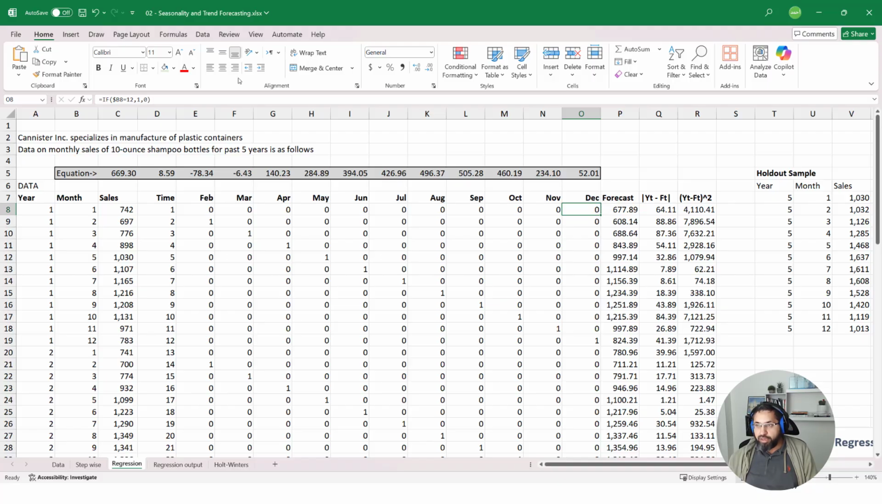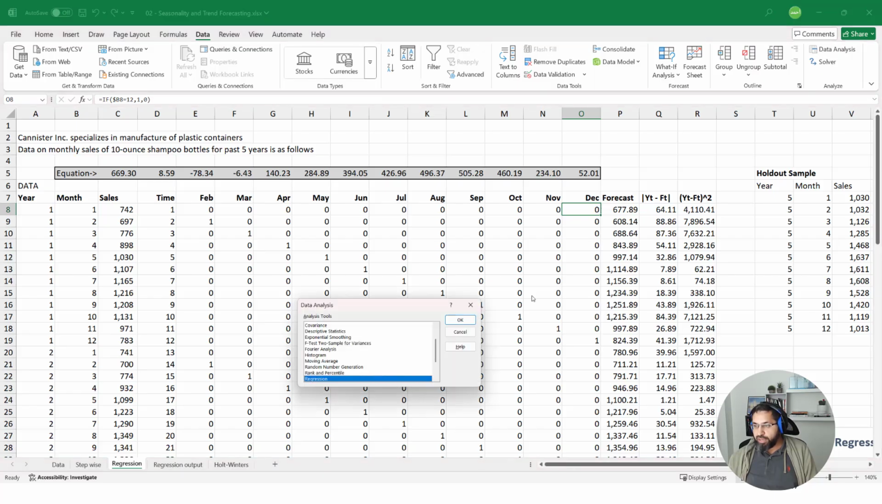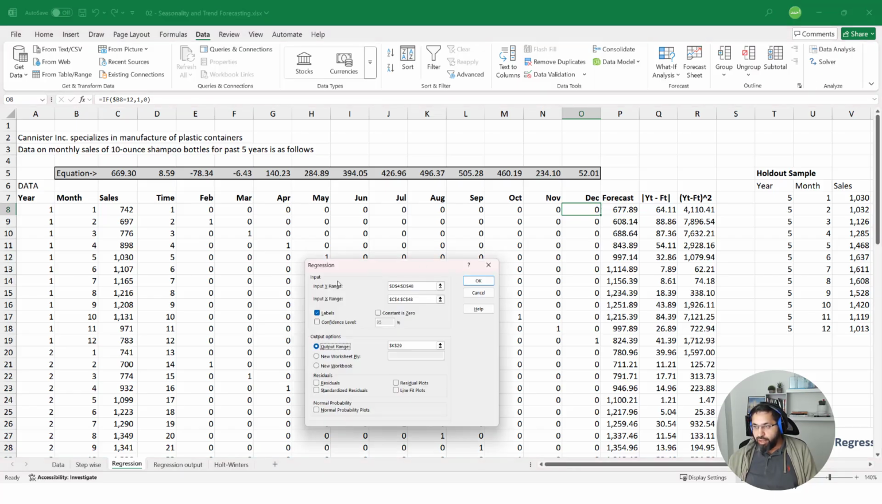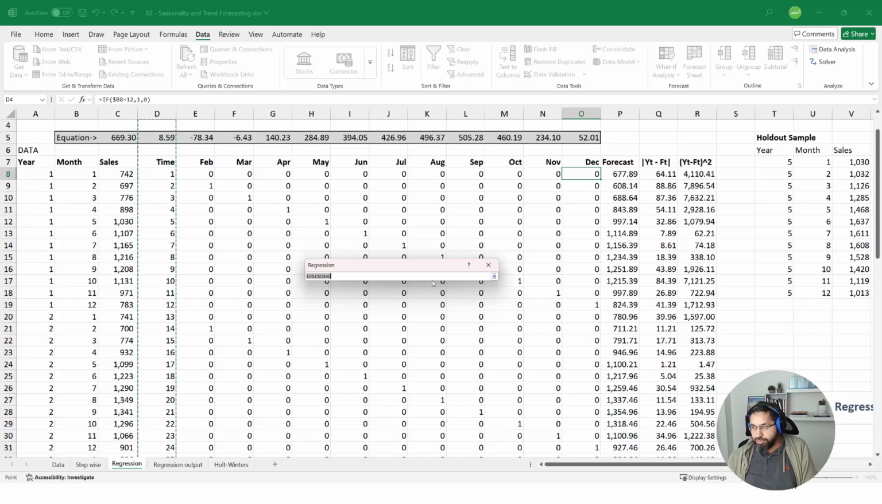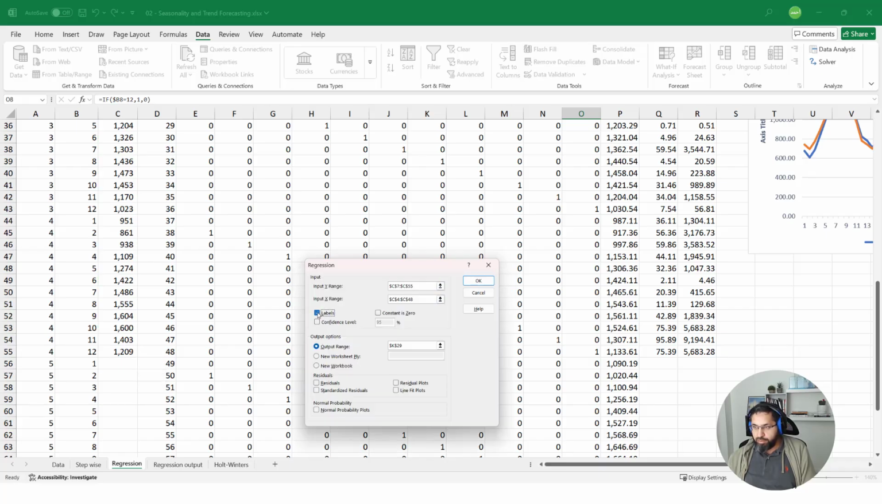Okay, and then what you do is you go to data analysis, regression, and your Y value is going to be the sales. So that's going to be the sales values right here. I'm going to select the sales because I want the labels in my output. Okay, so select the sales values and you click labels, make sure it's checked.